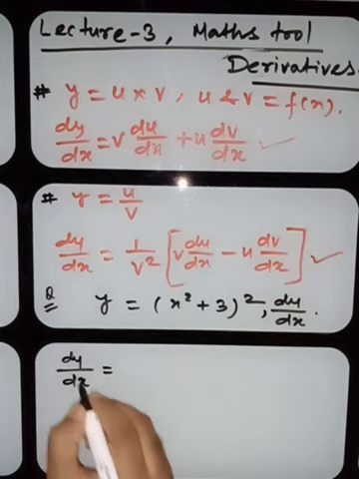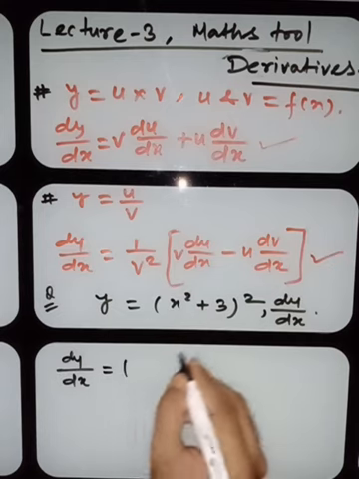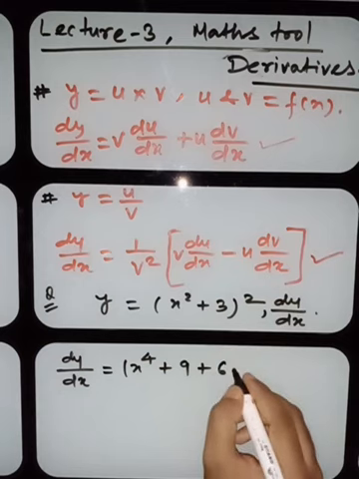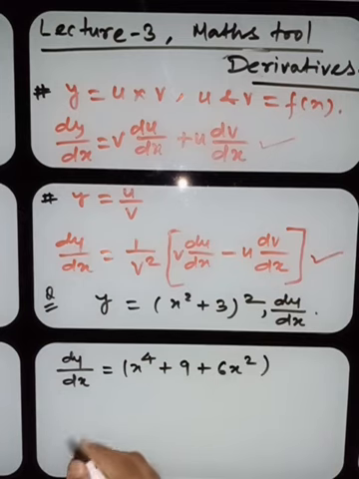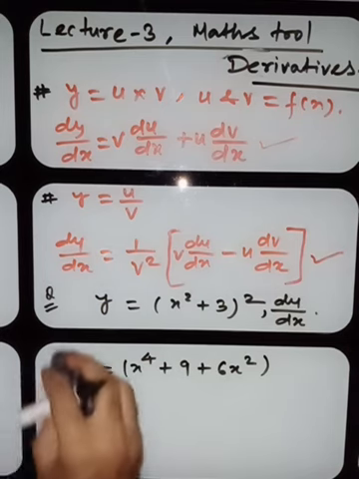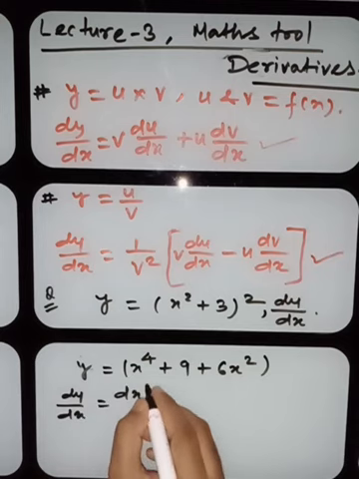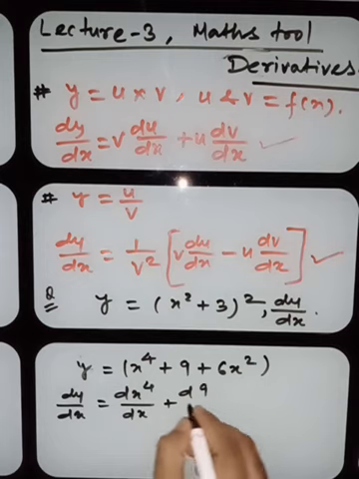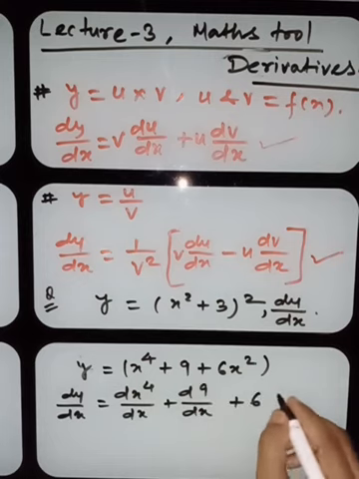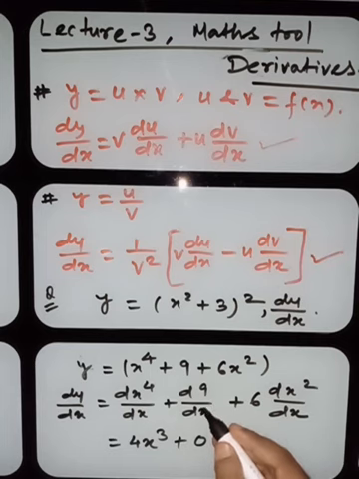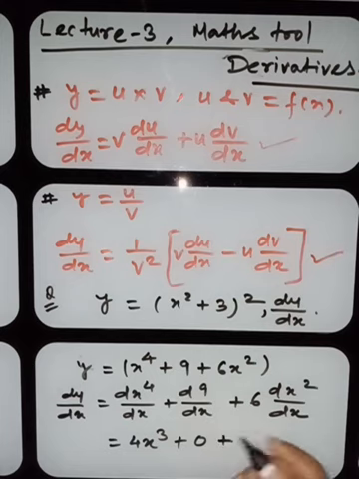First, what you have to do, my dear students, is expand this square: a square, that is x to the power 4, plus b square, that is 9, plus 2ab, that is twice 3 x square, 6 x square. Now you have to find dy by dx. Actually this is y. Now dy by dx is d x4 by dx plus d 9 by dx plus 6, where the constant is taken out, d x square by dx. So x4 gives 4x cubed, plus 0, since this is 9, and for any constant the derivative is 0, plus 6 into 2, x to the power 2 minus 1, which is x.